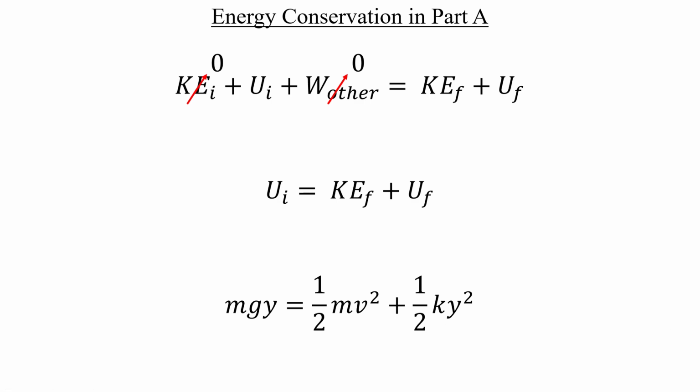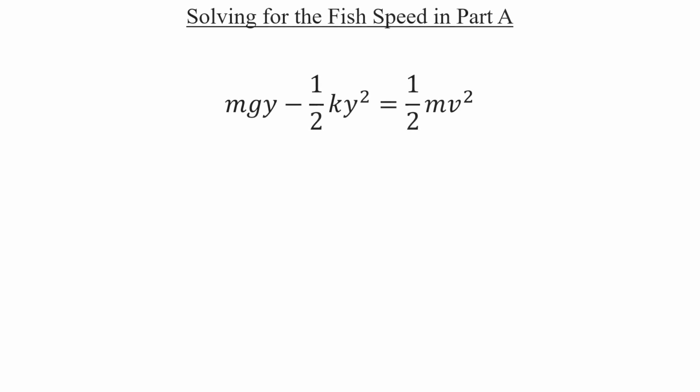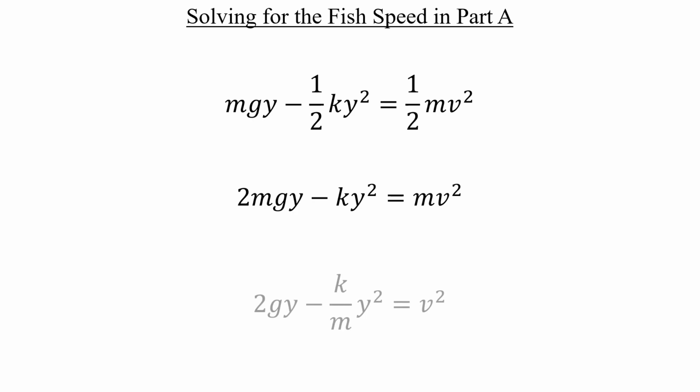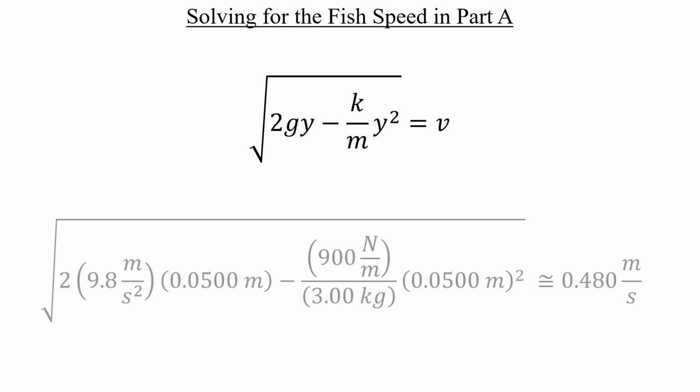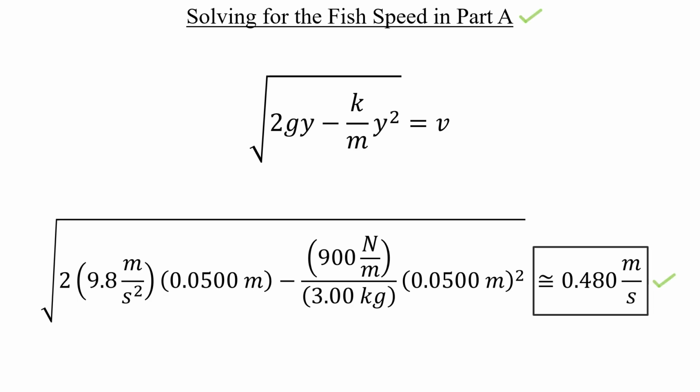I'll move the elastic potential energy of the spring from the right over to the other side. Then we can multiply both sides by 2, divide both sides by the mass, and then take the square root. If we plug in the numbers carefully, our calculator will report the same as the book answer using 3 significant figures. Part A is now done.